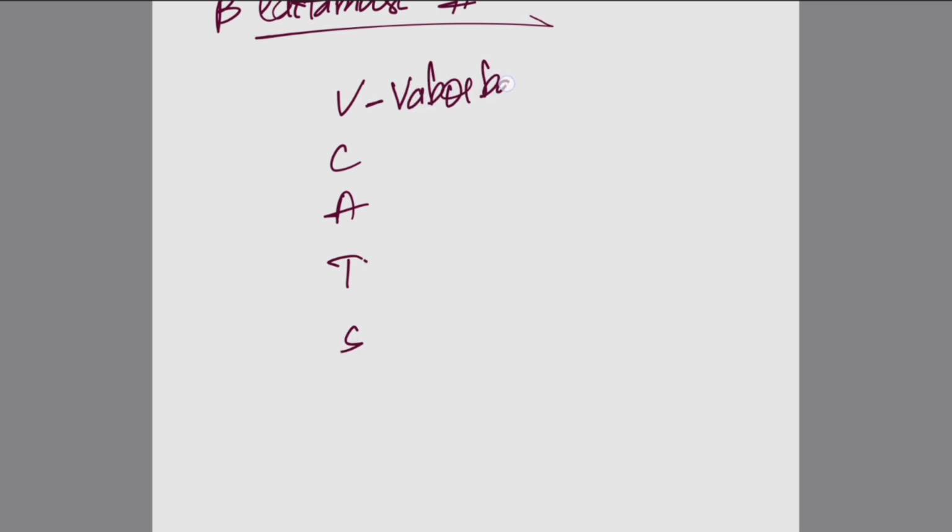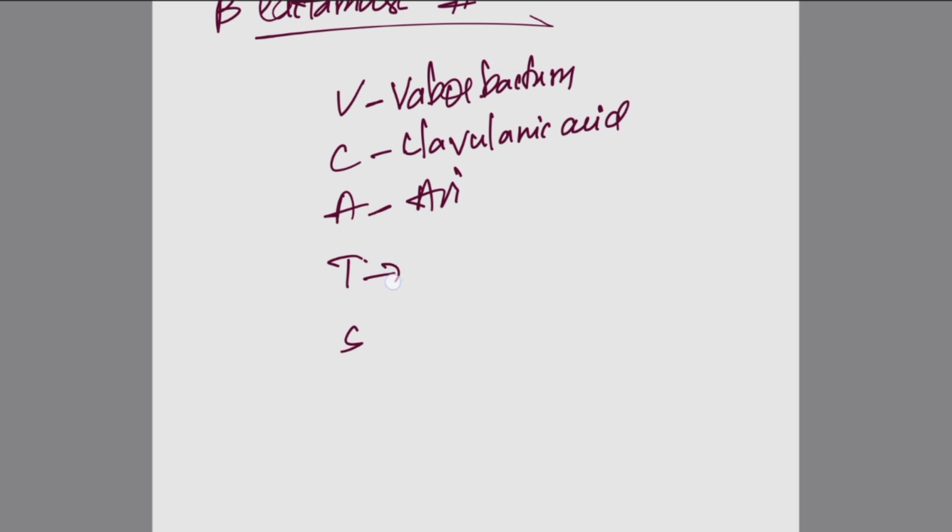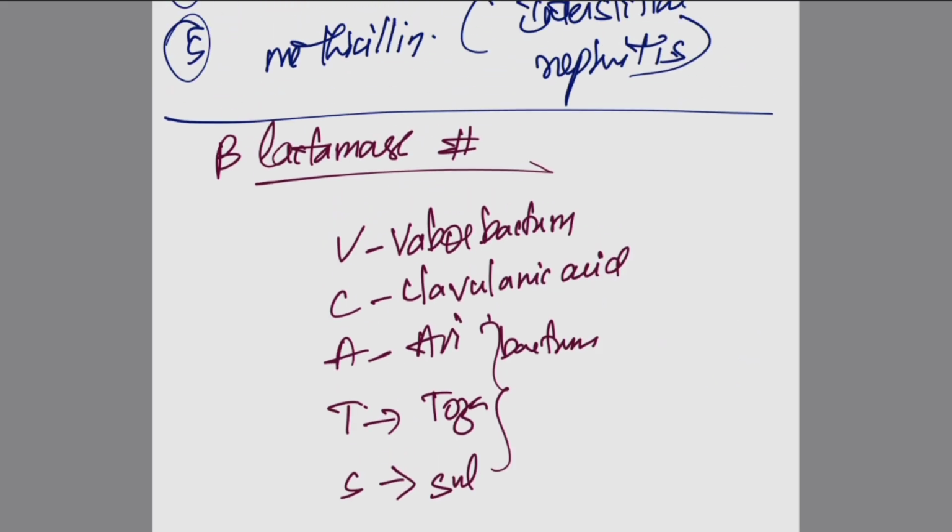V for Vaborbactam, C for clavulanic acid, A for Avibactam, T for tazobactam, and S for sulbactam. So these beta-lactamase inhibitors alone don't have antibiotic properties. They should be combined with the beta-lactams to prevent resistance.